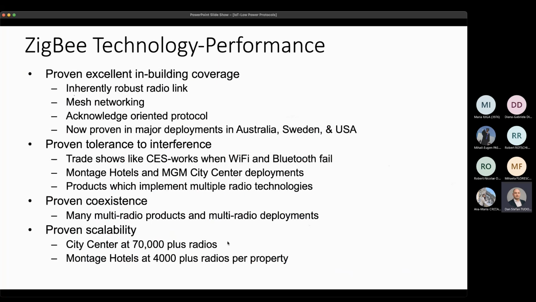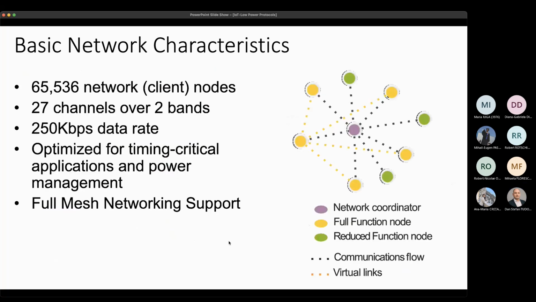You can have multiple radio products, multiple radio deployments working side by side. And it's very scalable, so you can have tens of thousands of such devices working together in a network. Now, basic network characteristics are here. You can have maybe tens of thousands of client nodes, 65,536 to be more exact. I think it's a 16-bit address for each of them.